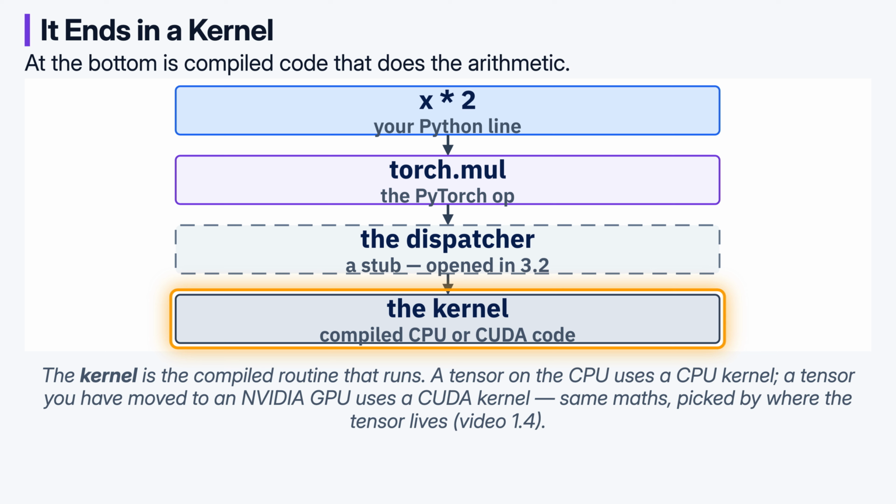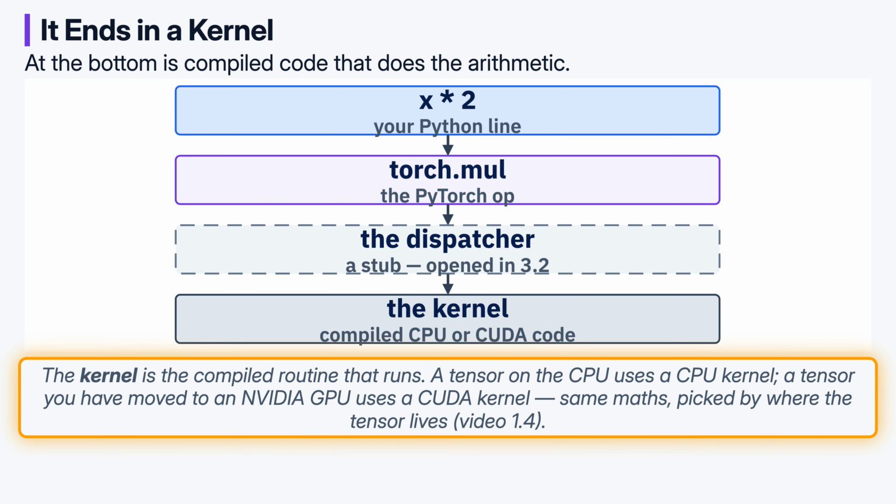At the very bottom is the kernel, the compiled code that actually multiplies the numbers. This is the last layer, the code that runs on the chip our opening question asked about. A tensor on the CPU uses a CPU kernel. A tensor you've moved to an NVIDIA GPU uses a CUDA kernel. Same math, picked by where the tensor lives. A plain tensor lives on the CPU. Devices get their own video soon.